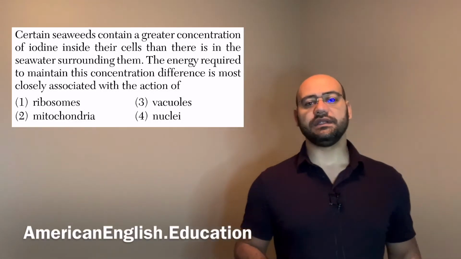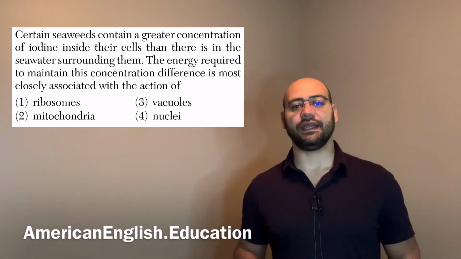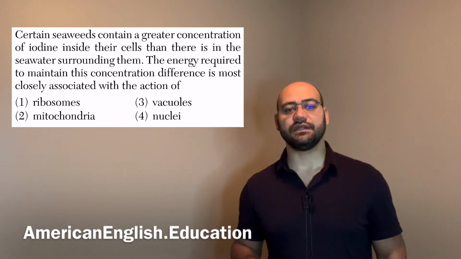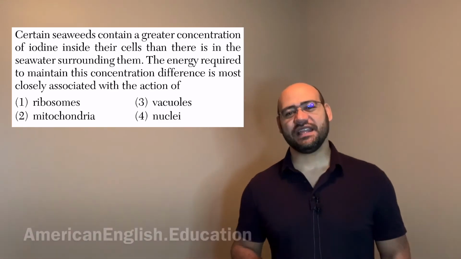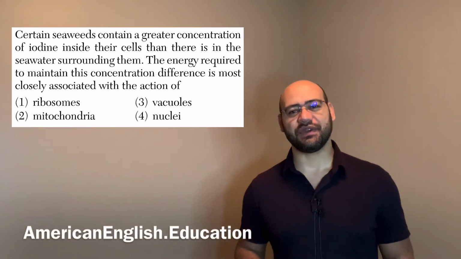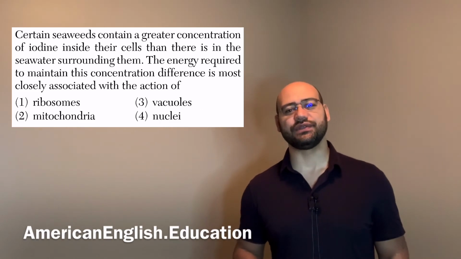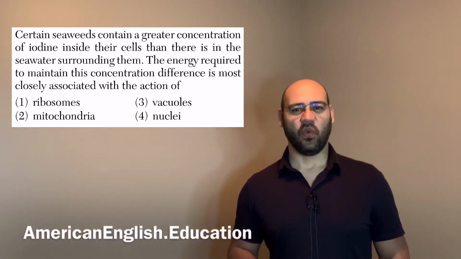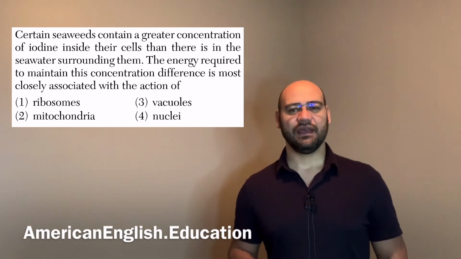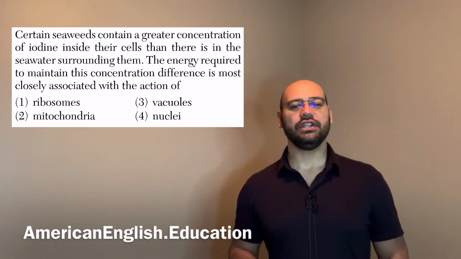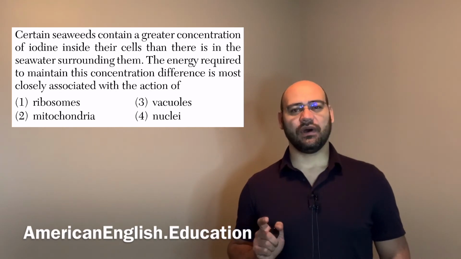Certain seaweeds contain a greater concentration of iodine inside their cells than there is in the seawater surrounding them. The energy required to maintain this concentration difference is most closely associated with the action of 1. Ribosomes, 2. Mitochondria, 3. Vacuoles, 4. Nuclei.